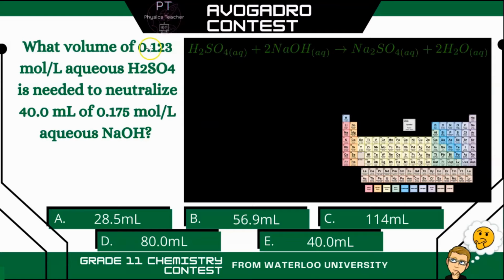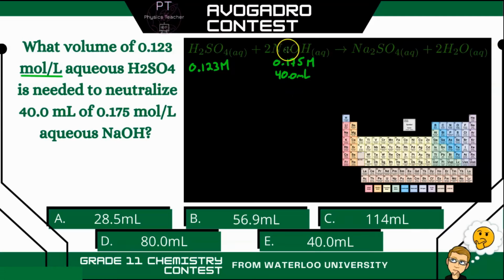Okay, so let's look at what we know. We know that the sulfuric acid has a molarity of 0.123 M, where that capital M is moles per liter. And we also know that the molarity of sodium hydroxide is 0.175 moles per liter. And the volume is going to be 40 milliliters.